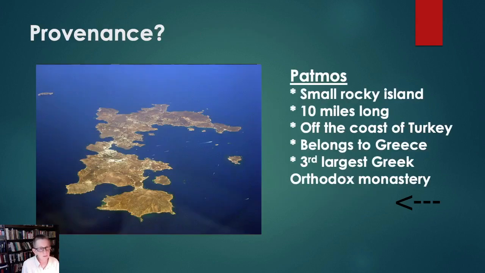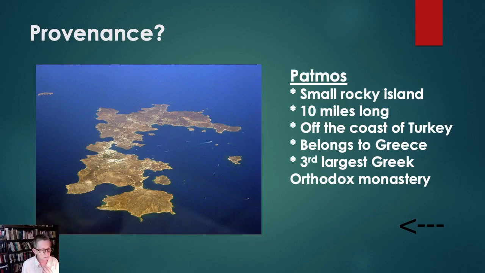Now, next we come to the question of provenance, which means where was it written? Not to whom, but where was the author when he probably sat down and wrote this document. Well, he says in the document that he was on the island of Patmos. And here's a picture from the air of Patmos. It's a small rocky island about 10 miles long, I suppose. It's just off the coast of Turkey, but it belongs to Greece.